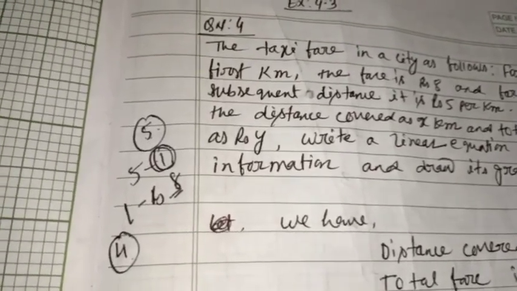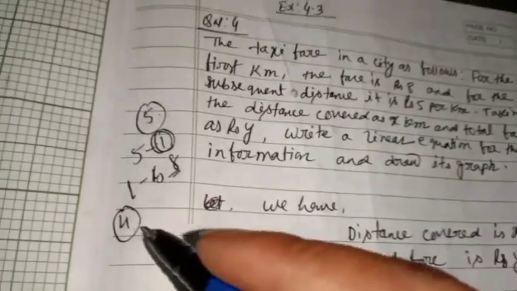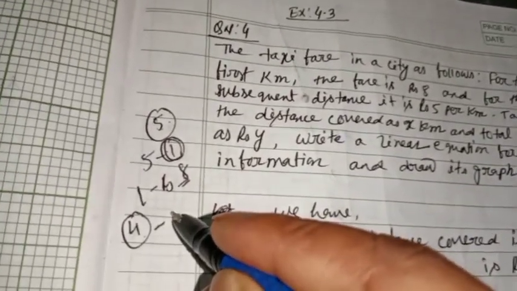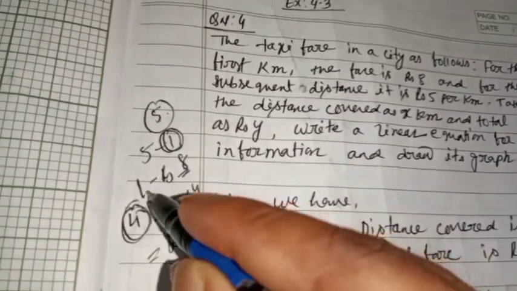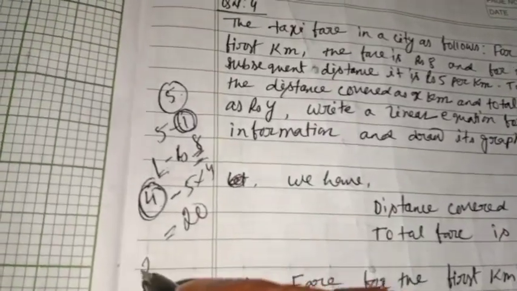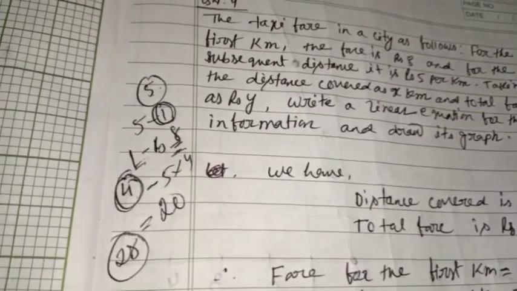For these 4 kilometers you have to pay rupees 5 per kilometer. So rupees 5 into 4 is how much? 20. This 20 is for 4 kilometers, and the first kilometer is 8. That means you have to pay a total of rupees 28. This is the calculation.